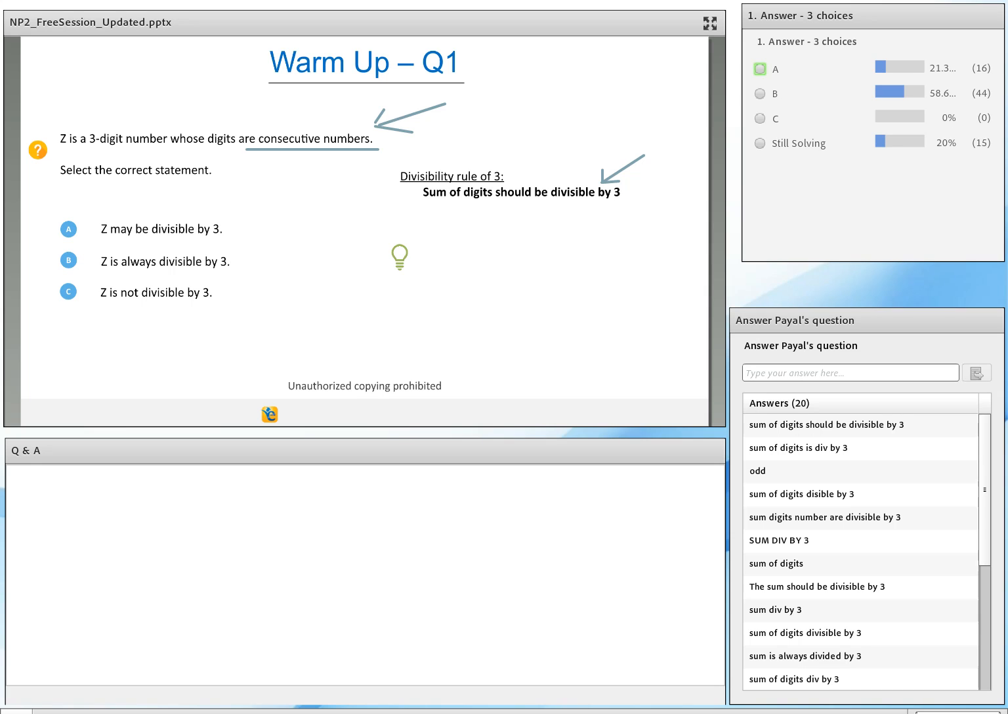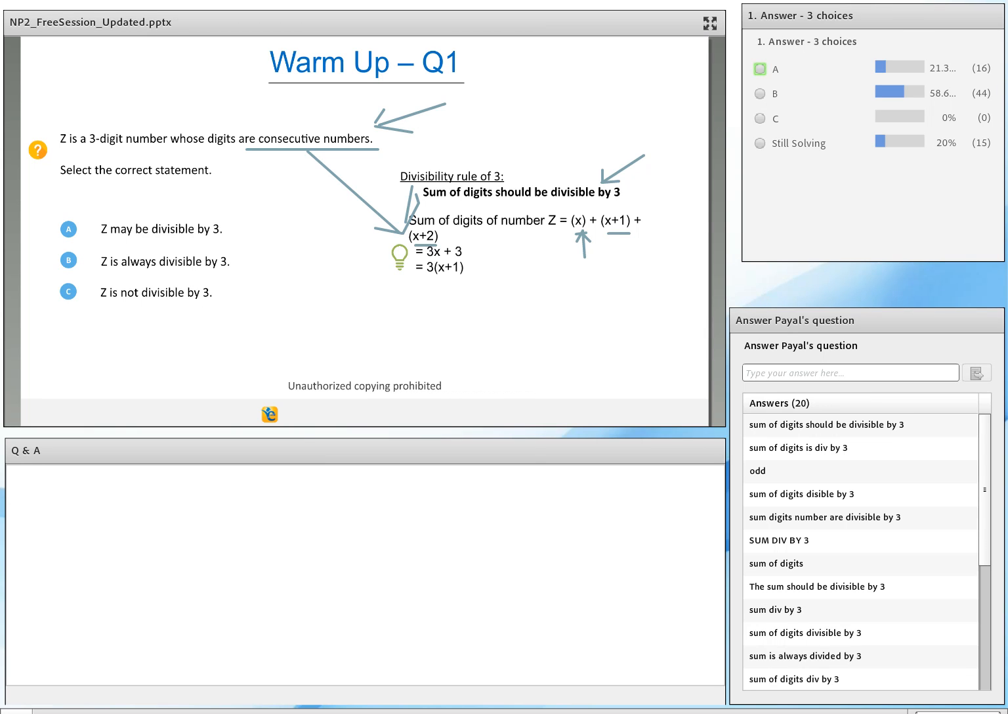And the strategy is to assume that the first digit is x, the second digit will be x plus 1, and the third digit will be x plus 2. The key thing is that the information from the question statement and our conceptual knowledge, both of these together tell us what method, what approach we need to utilize to solve this question. Because I needed to calculate the sum of the digits, it will be 3x plus 3.